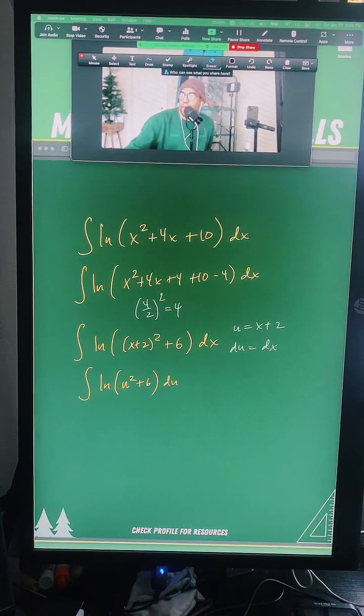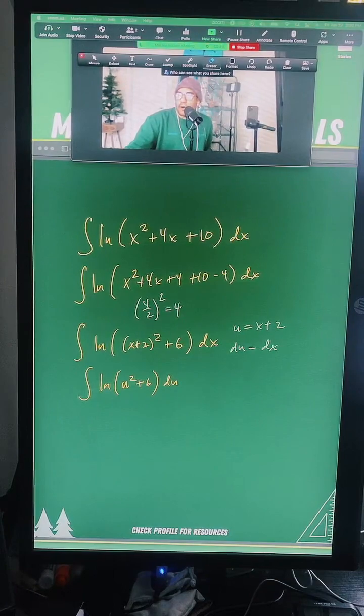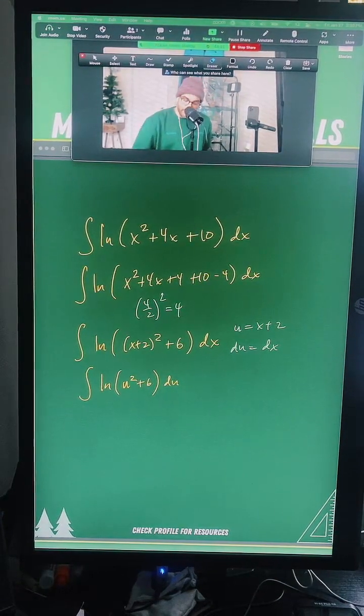I have to go get my notebook. Okay, so I can't do by parts again. You see how it's like u squared plus 6? There's just no way that I can change it. What if you raise it to the exponent to cancel? Okay, I was thinking that. I don't know if this is valid.